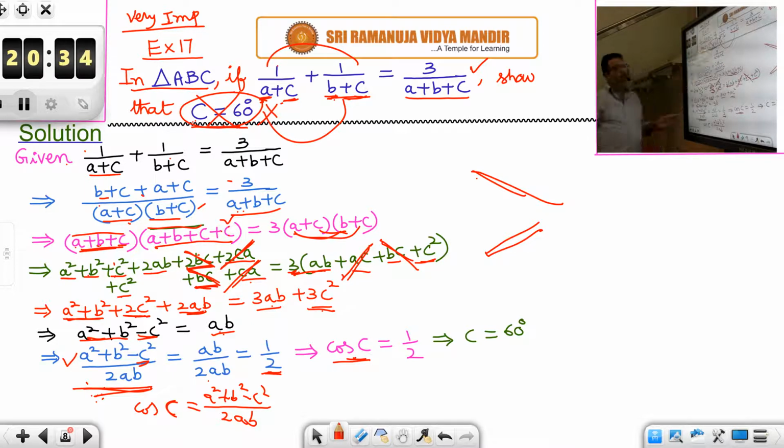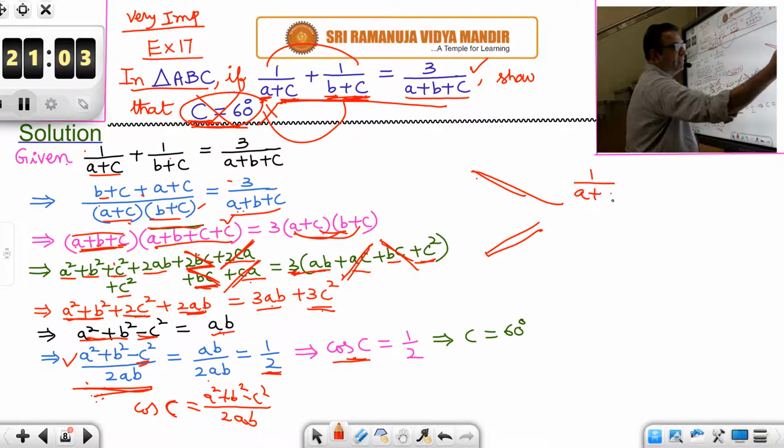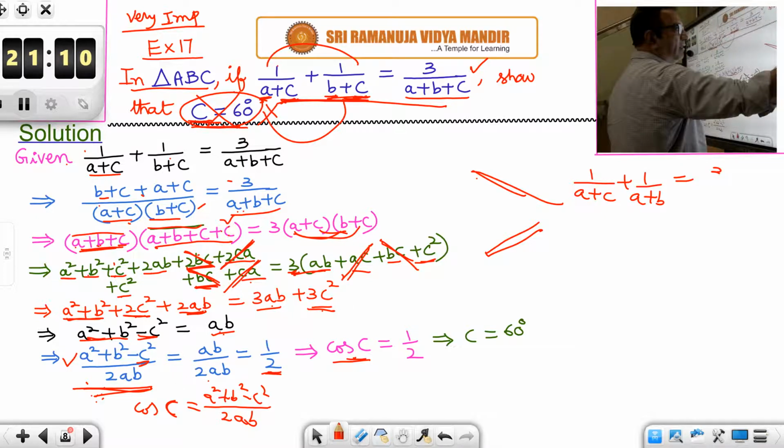C is 60 degrees. Suppose I want to change the question to show that A is equal to 60 degrees. What is your question? C is equal to 60 degrees. No, I want A is equal to 60 degrees. What should be modified here? C occurs 2 times. So if you want A is equal to 60 degrees, A should occur 2 times. Then you should change what? 1 by A plus C plus 1 by A plus B. Right hand side no change, that is symmetrical. All the 3 terms A, B, C are there.